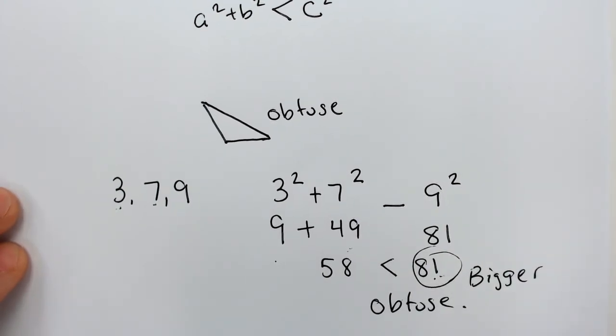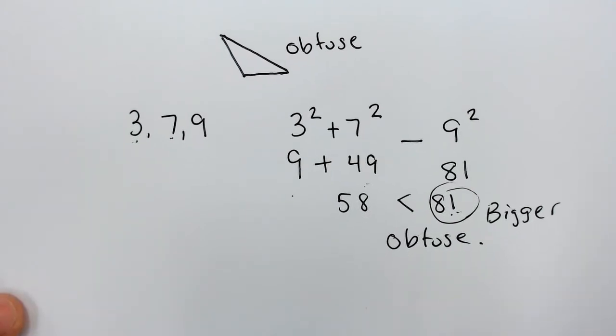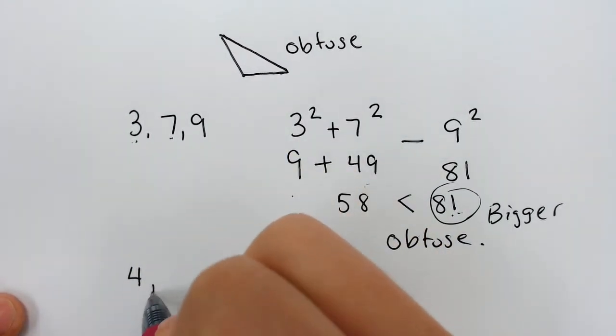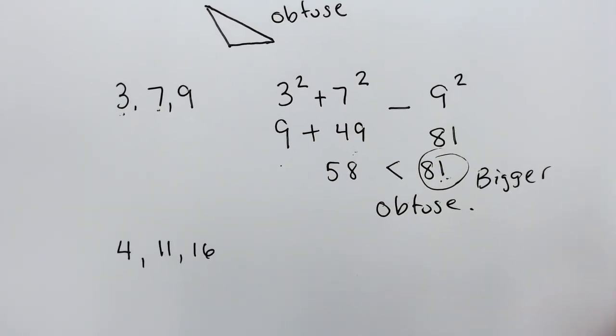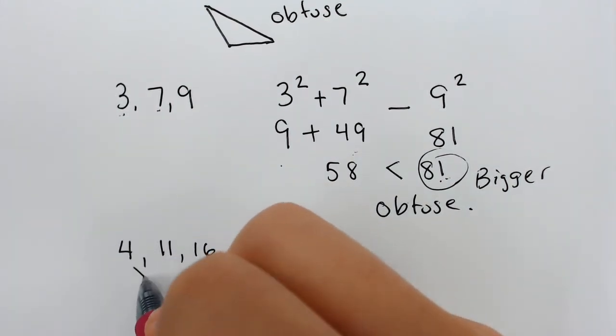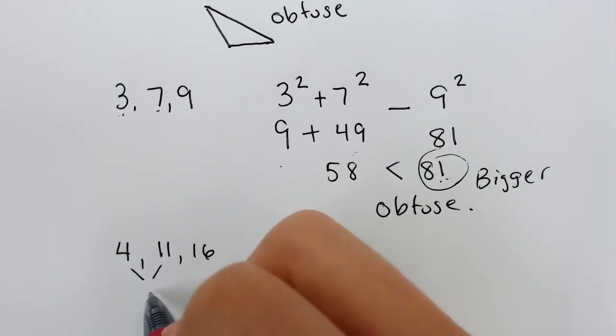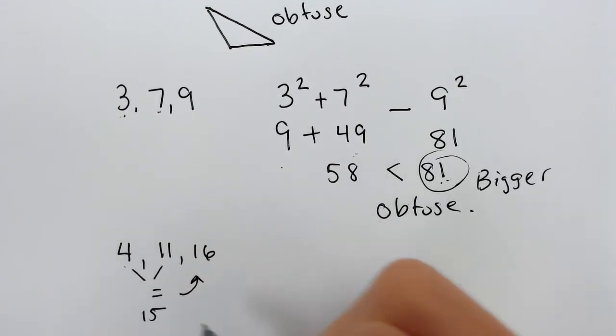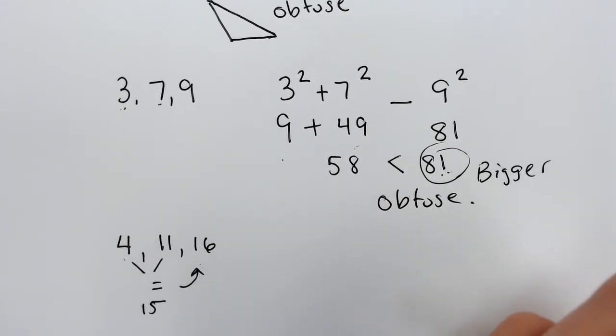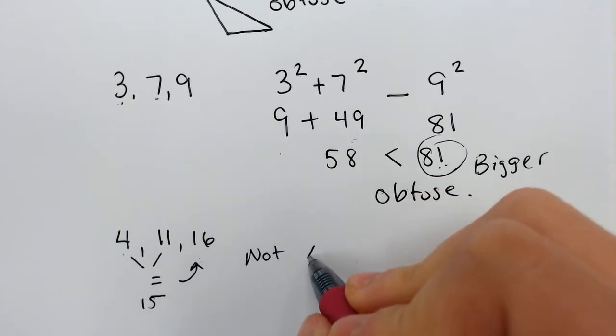All right. What if we had, let's say, 4 and then 11 and then 16? Now, just to be like a review, you have to make sure that these are even possible to be triangles. So let's say that you had 4, 11, and 16. Always remember that the two shorter sides, these guys, have to add to equal more than the biggest side. Well, what happens if we add 4 and 11 together? You get 15. 15 is not more than 16. This is not even a triangle.